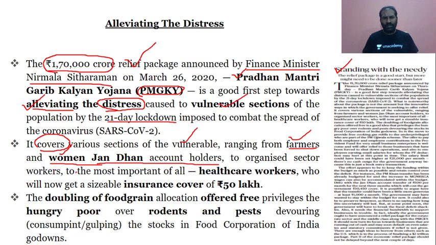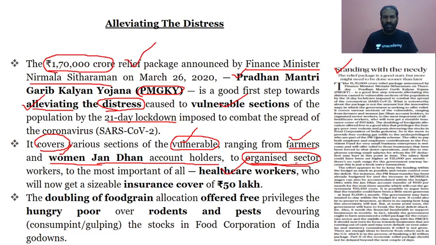And to organized sector workers also, most importantly the healthcare workers. What you need to understand, to have a better analytical knowledge about which sections are being covered under this, is that the first is the vulnerable section and the second is the organized sector. When we spoke about the vulnerable, they range from farmers to women who have Jandhan accounts.